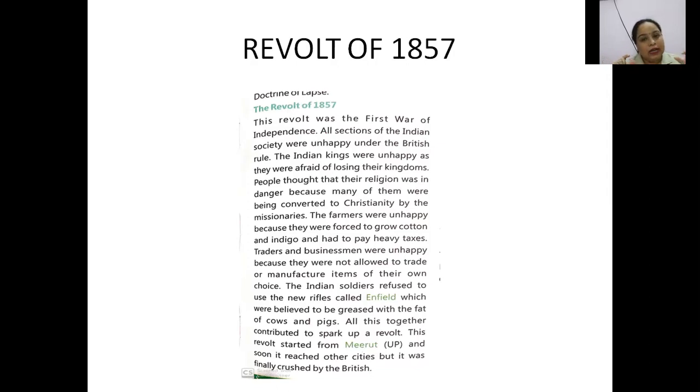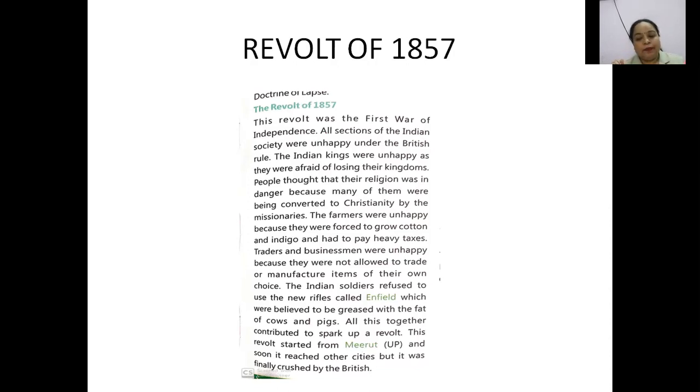Okay, in that gun you have to put one cartridge. That cartridge has a covering. Covering of what? Covering of fat of cow and pig. So what did the soldiers have to do? The soldiers have to tear that cartridge from the mouth, and then you have to insert that cartridge in that gun, and then you have to fire it.